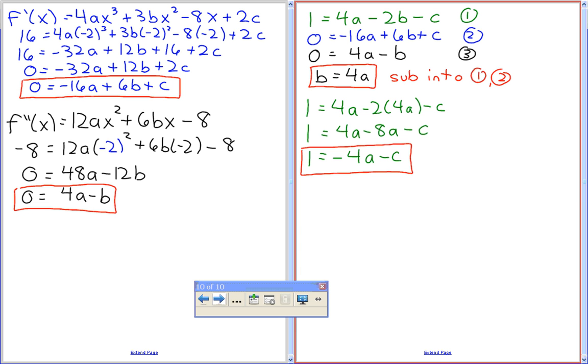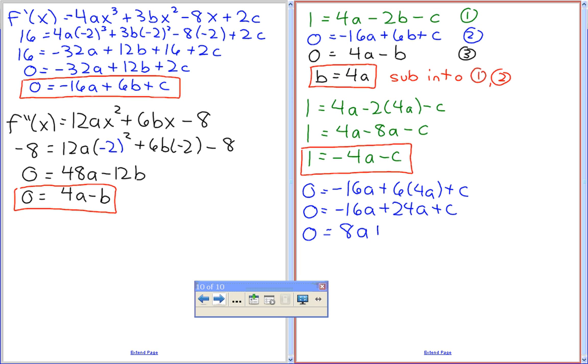Okay, another volunteer. John, can you sub that into 2 for me, please? Go ahead. Sure. That's going to be 0 equals negative 16A plus 6 times 4A plus C. So 0 equals negative 16A plus 24A plus C. So 0 equals 8A plus C. All right? That's good to me.